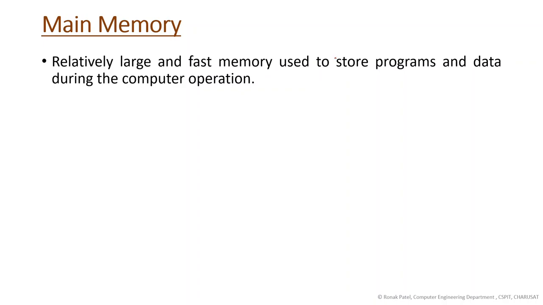So now let's move to main memory. Your main memory is relatively large and fast memory compared to your register and cache memory. Larger than your register and cache, faster than your auxiliary memory, used to store programs and data during the computer operation. Means if you want to run anything, that data must be in your main memory, right? If you open Chrome, some portion of that program will be in your main memory. If you open MS Teams, some program of MS Teams will be in your main memory.